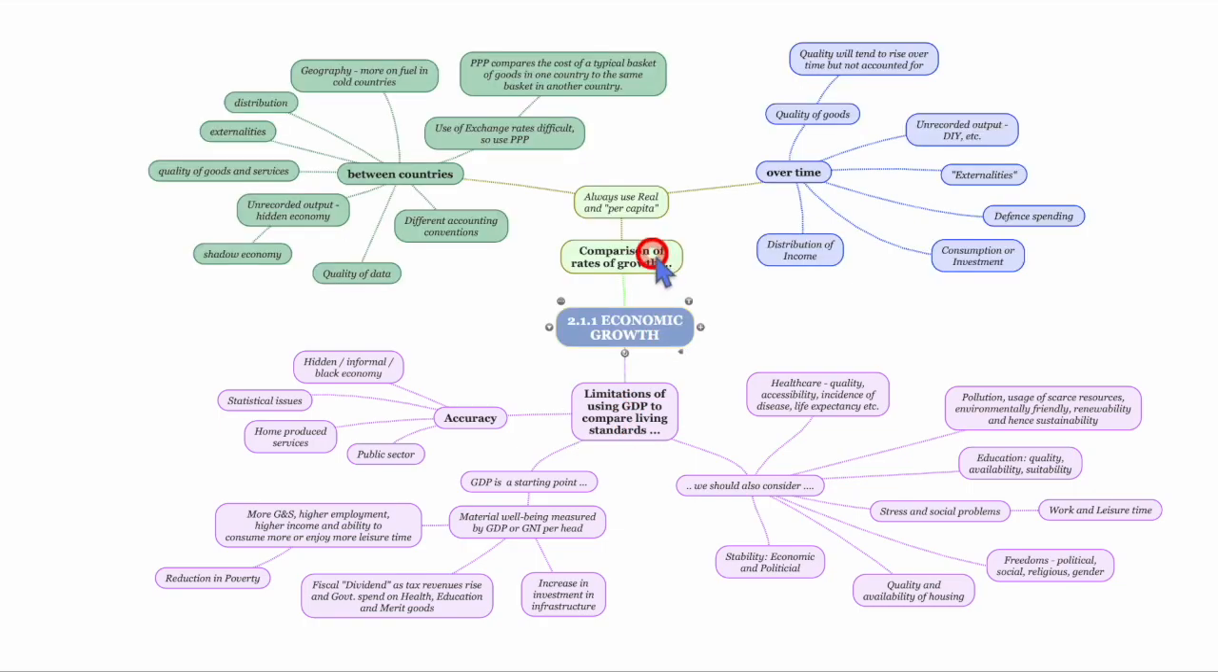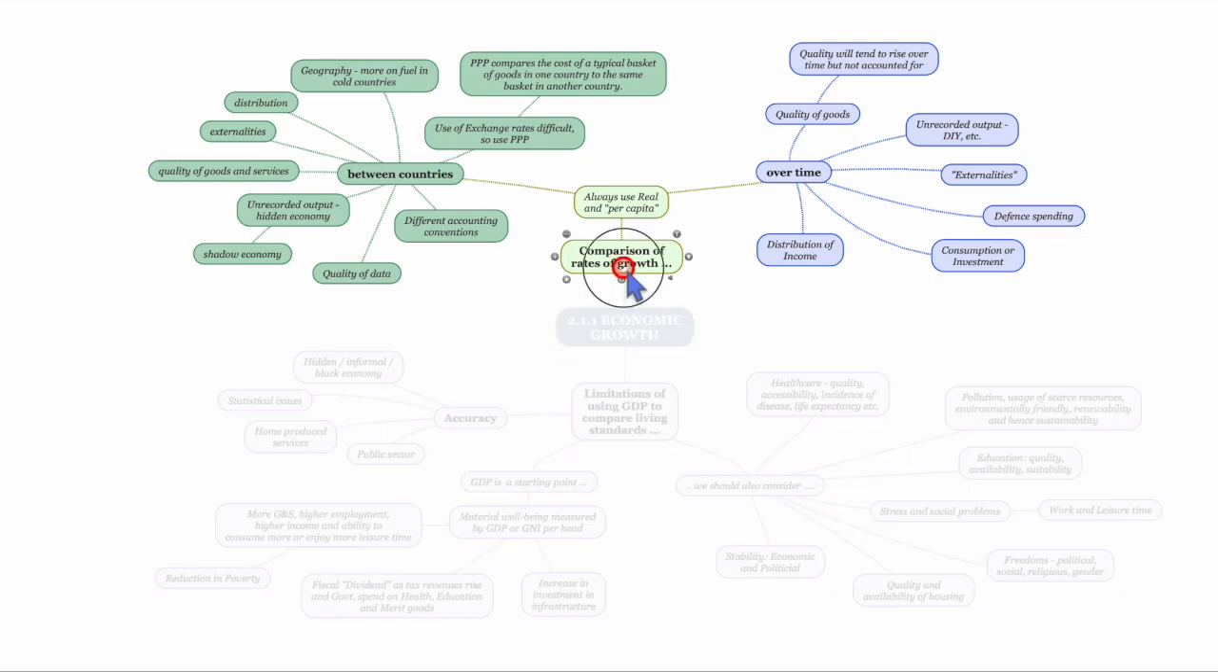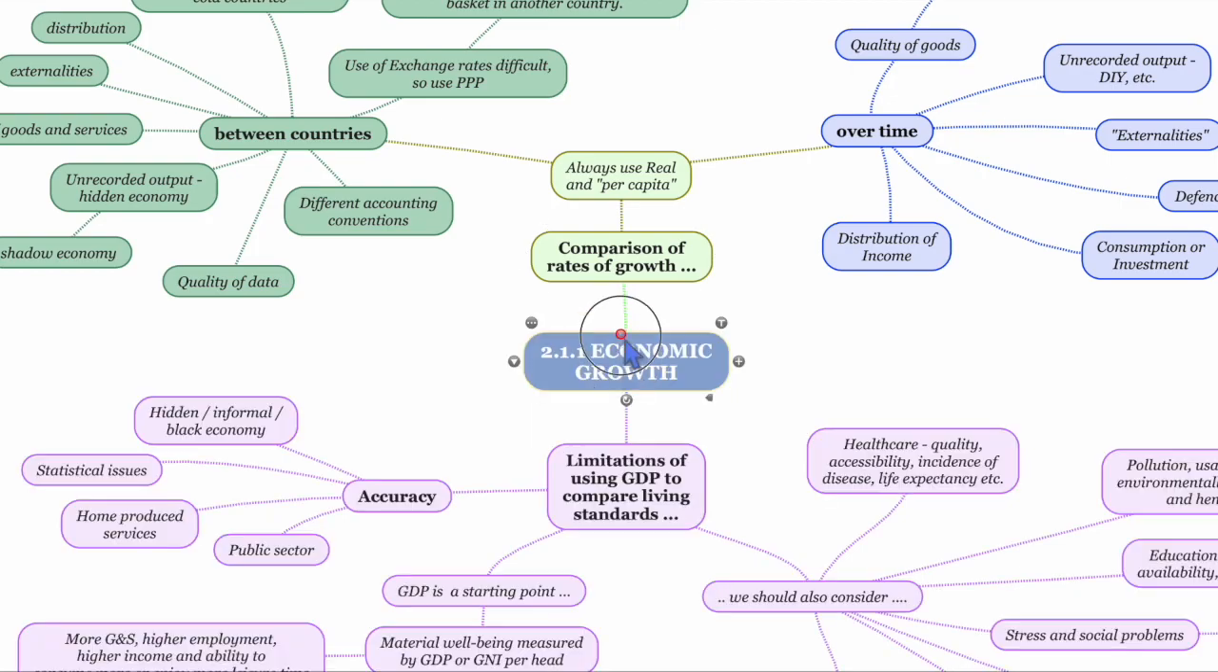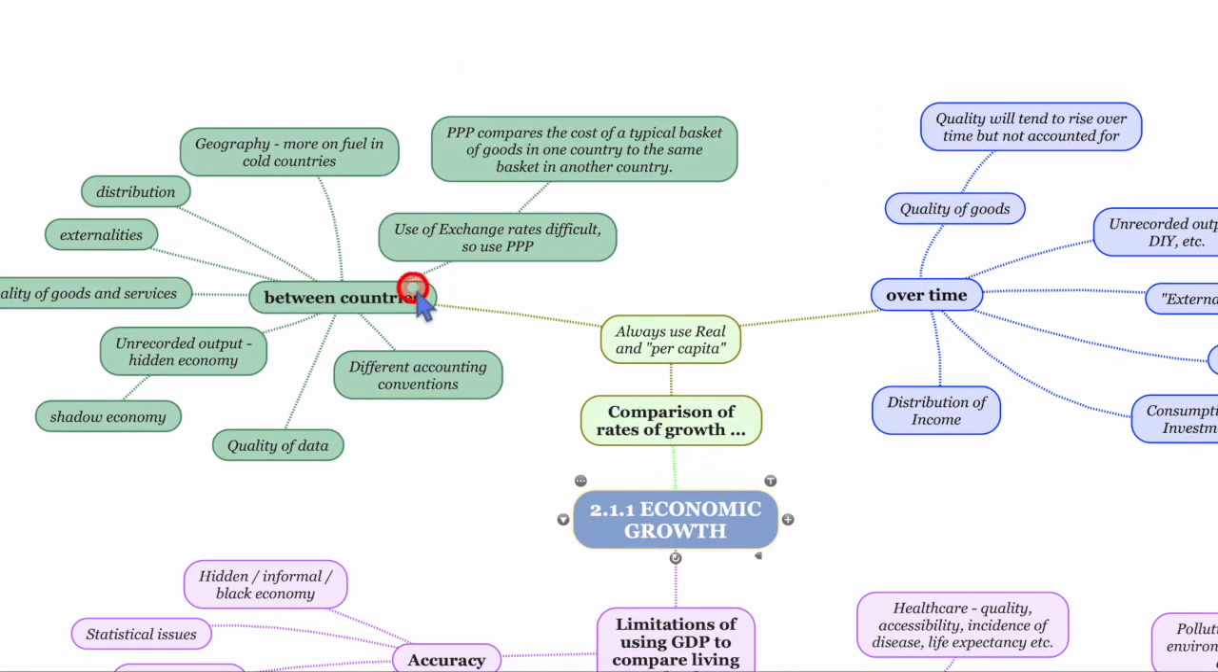So we're going to do the living standards in another video, so don't worry about that. This video is going to look at a comparison of rates of growth when you're looking at and trying to use the idea of real GDP per head and seeing whether or not that's a good indicator of whether or not living standards have risen between countries. How is one country doing against another country, and then over time.